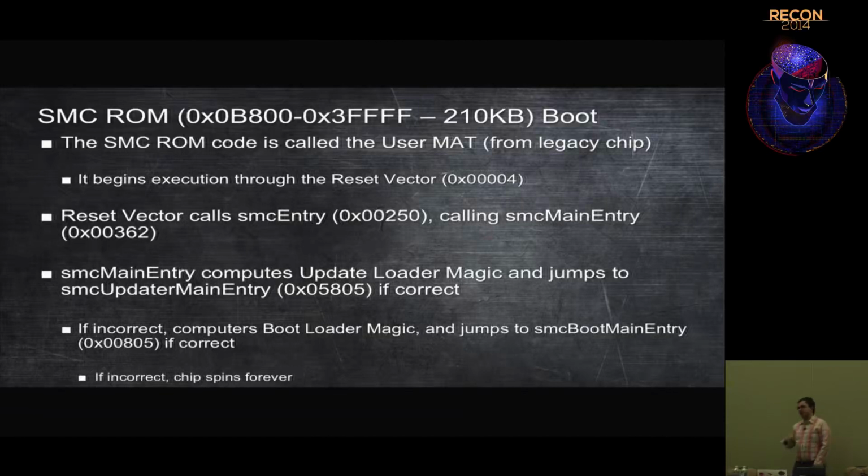And then the updater will eventually boot up the application code. If the updater is damaged, in other words, if the magic does not correspond to the value that's expected, it's going to compute the boot updater magic instead. And if that's valid, it's going to boot in the boot updater, and the boot updater will then let you update the update flasher. If the boot updater is also screwed up, then you're hosed. The chip just basically goes in an infinite loop, and then you don't have a working computer anymore.